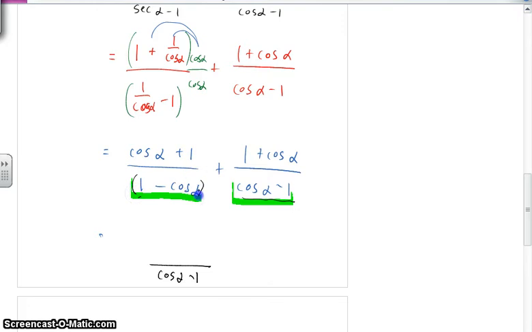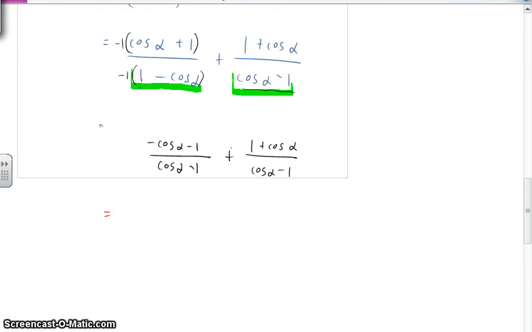Well, we have to multiply the top by -1 and the bottom by -1. So if I do that, I get negative cosine alpha minus 1 over that cosine alpha minus 1. So then that's plus 1 plus cosine alpha minus 1. Okay, so then I have a common denominator, so let's just put it together.